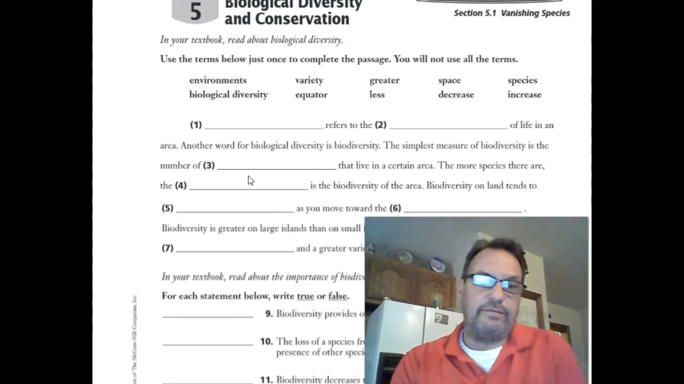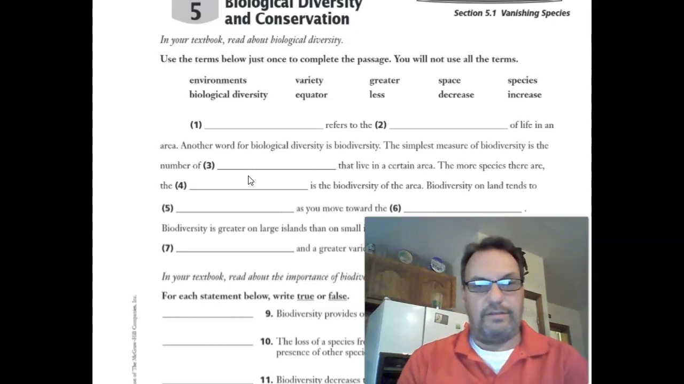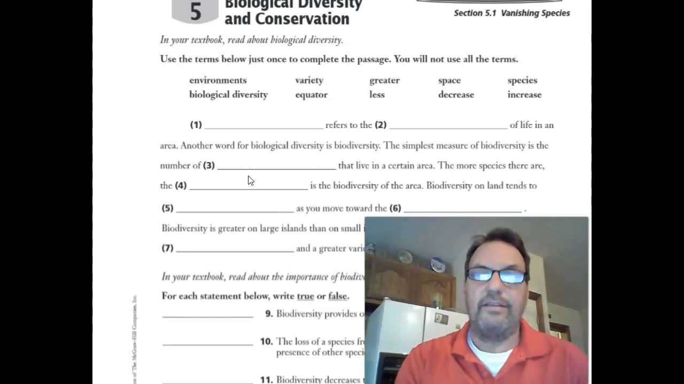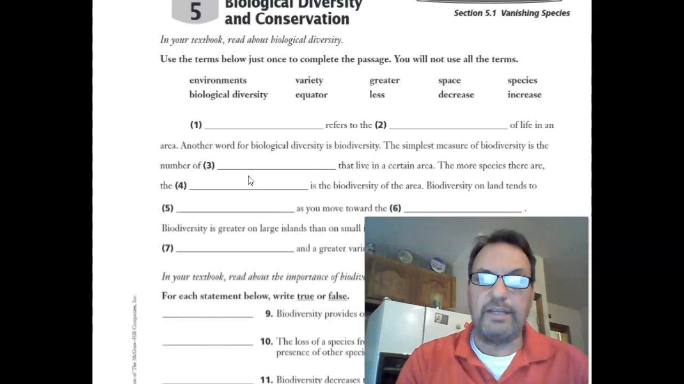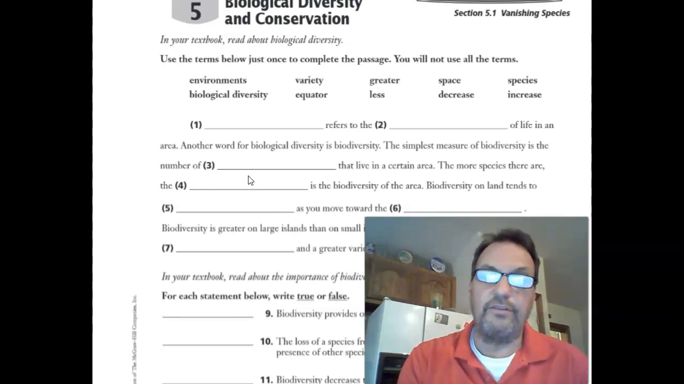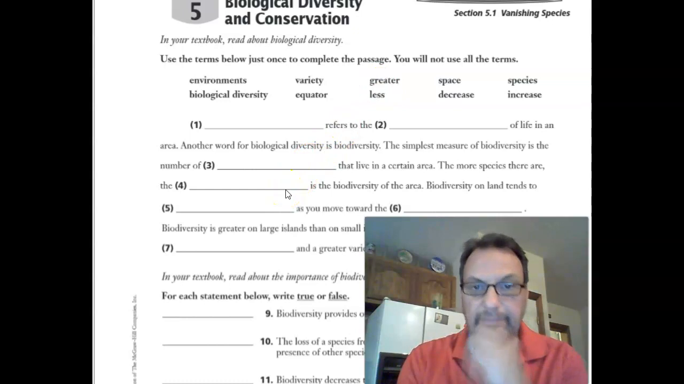So if we have so many frogs, so many cats, so many dogs, so many horses, roaches, ants, those different populations, if there's a lot of populations, it's going to have a lot of biodiversity, a big variety of life. The more species there are, the greater the biodiversity of the area. So greater would go for number 4.